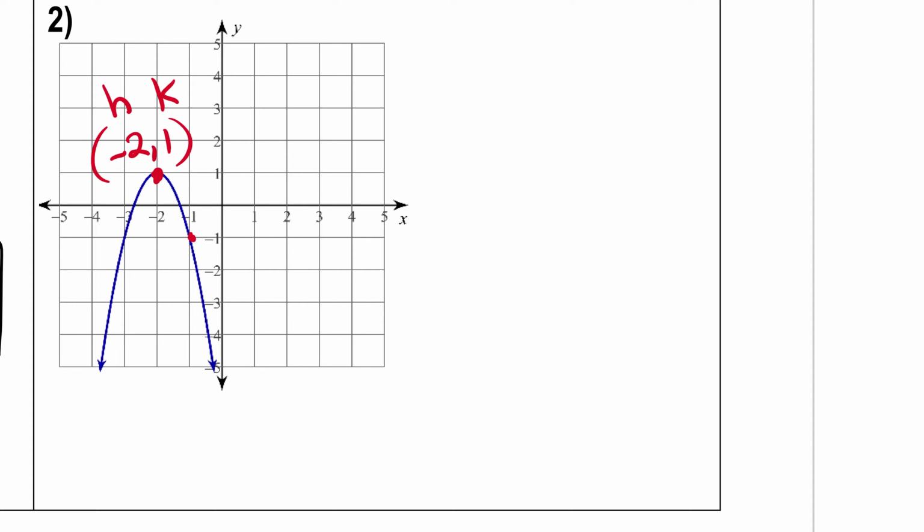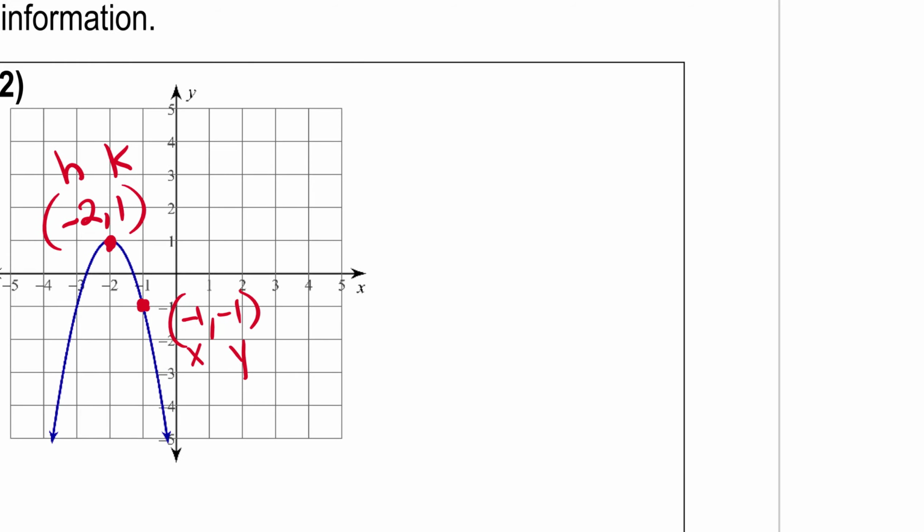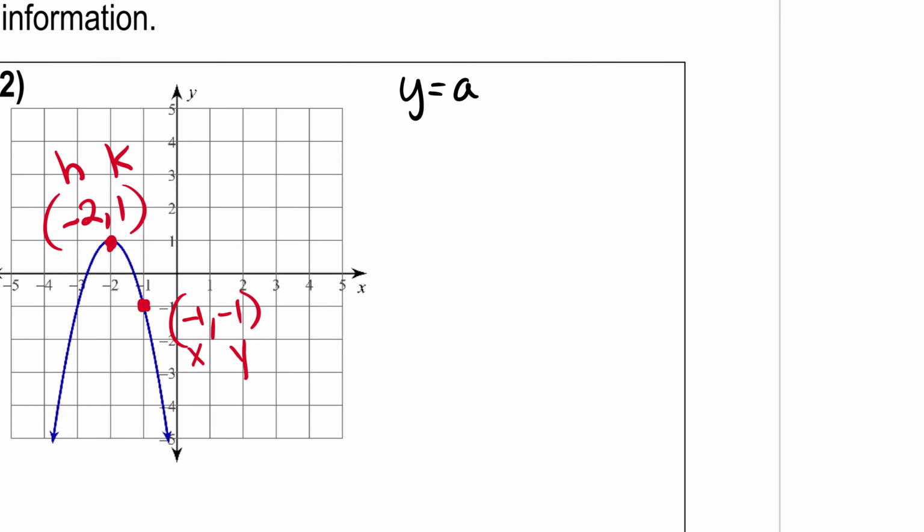So I'm going to go ahead and pick this one right here because that'll be the easiest. That point is -1, -1. And of course that's an x and that's a y. So I'm going to do the same thing I just did because now I have the same information. I have an h, k, I have an x, y. I plug it in, solve for a. So I have y equals a(x minus h) squared plus k.